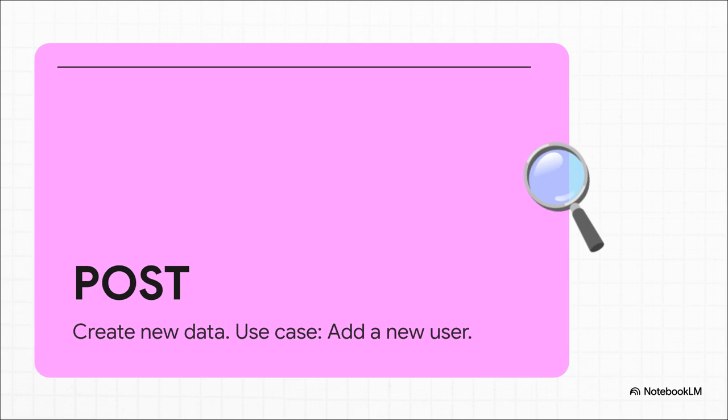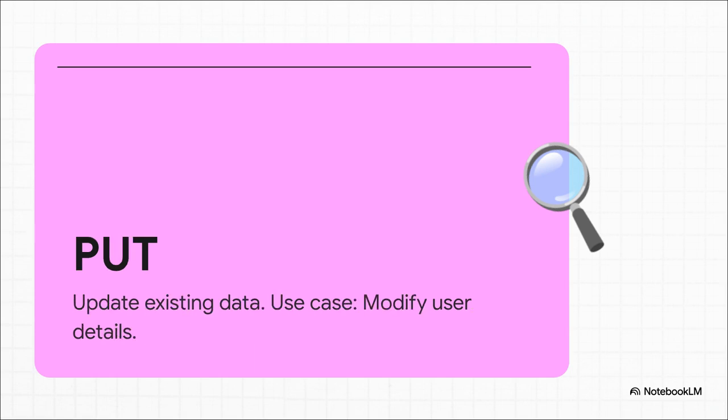Next up, we've got post. This is how you add something new to the conversation. When you sign up for an account, or you publish a blog post, or upload a photo, that's a post request. You're basically packaging up all this brand new information and asking the server, hey, can you create a new spot for this? But what if you need to change something that's already there?